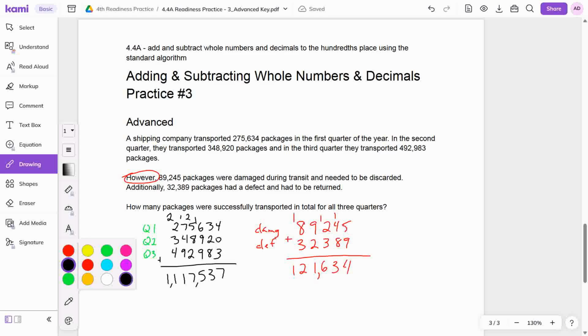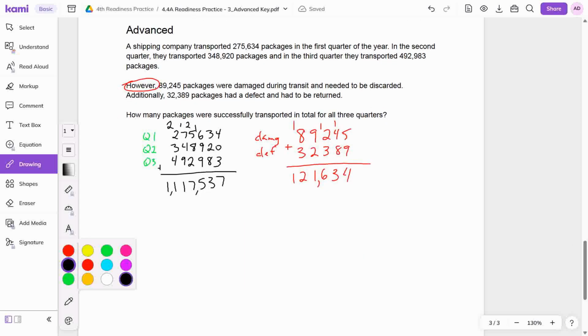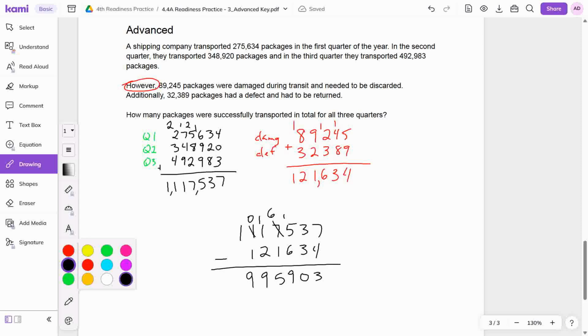What I need to do is subtract those 2. So I need to take my 1,117,537, and I need to subtract, line it up correctly, 121,634, because those are defected or they have damage, and those are not successful. So that's 3, that's 0. I do need to regroup here. That's 9, that's 5. I need to regroup here. That's 9, and then 10 minus 1 is also 9.